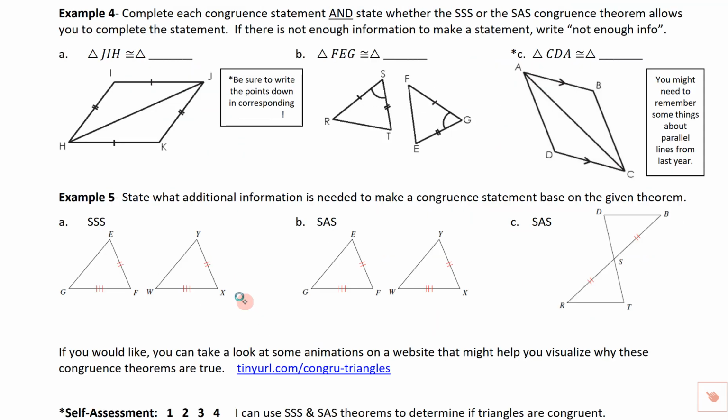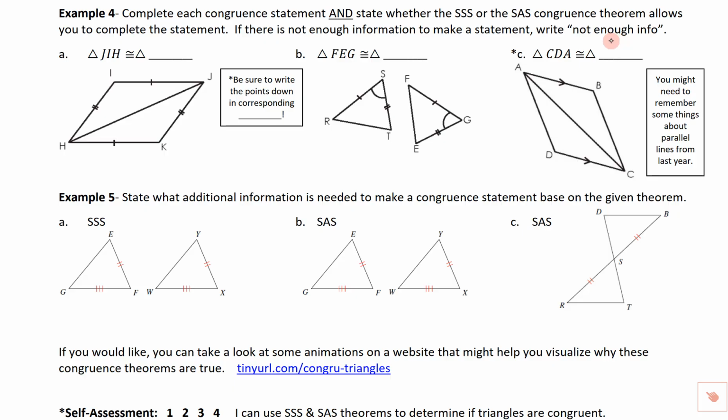Okay, we're on the back side of the notes for 11.4. We're on example number 4. It says, complete each congruent statement and state whether the side-side-side or the side-angle-side congruence theorem allows you to complete the statement. If there's not enough information to make a statement, then write not enough info. So let's take a look at this one right here.